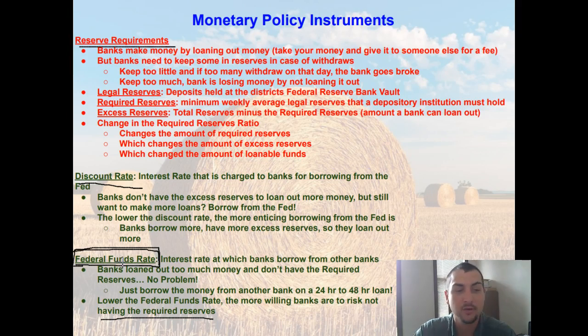The last one is the federal funds rate. The federal funds rate is the rate that you pay to borrow from another bank. You use it if you run out of required reserves: you don't have enough required reserves on hand, so you borrow from another bank. The lower the federal funds rate is, the more banks are willing to risk not having enough of those required reserves.